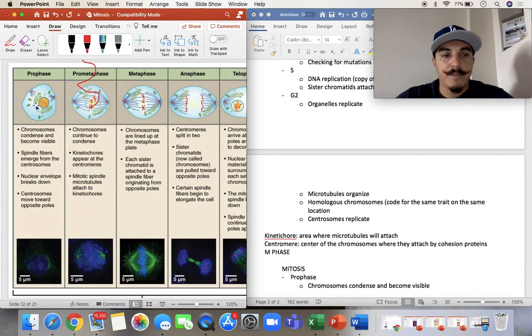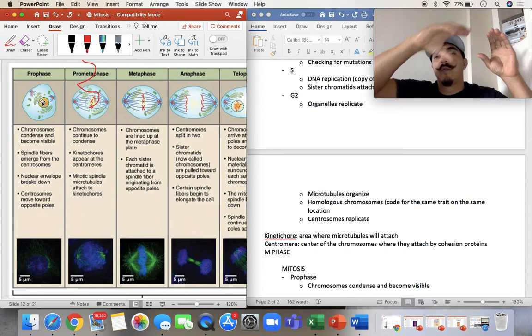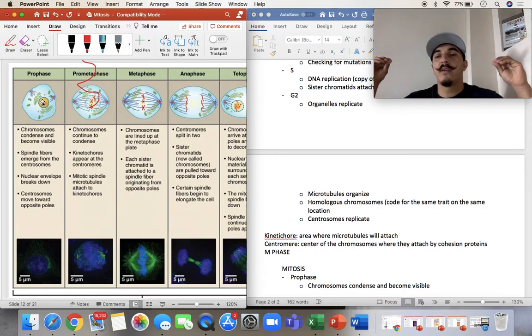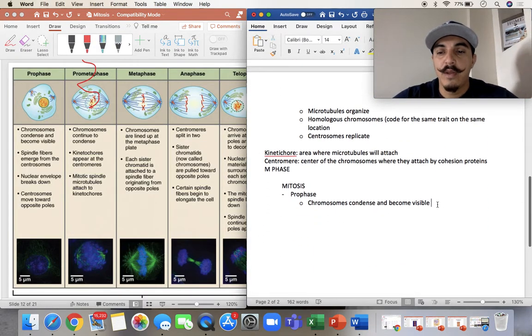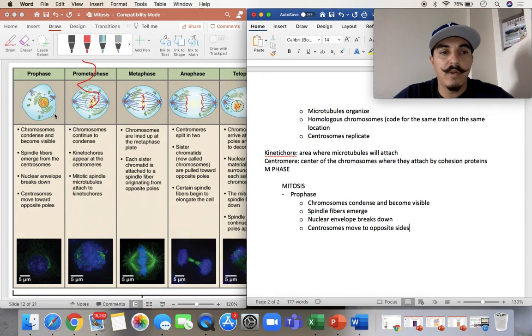Okay. And the centrosomes, the little tootsie rolls, are going to move to the opposite sides. You don't want them both in the middle, and then have a cell with double and one with nothing. So they move to the opposite sides. Okay, so let's write those things down. Chromosomes condense and become visible. Spindle fibers emerge. Nuclear envelope breaks down. And centrosomes move to opposite sides. So that's our little image here. Okay, so everything's ready to prep. It's moving around. It's like, all right, we're getting there. So on top is like cartoons, on the bottom is like real life.